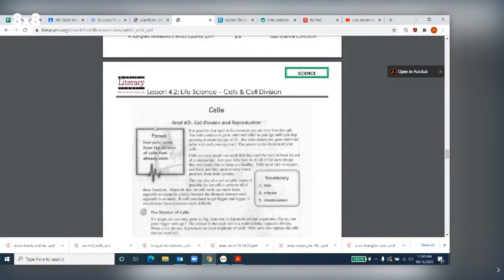A single cell can only grow so big. Then how is it that multi-cell organisms like us can grow bigger with age? The answer is that each cell in a multi-cell organism divides. When the cell divides, it produces an exact duplicate of itself. New cells also replace old cells that are worn out.